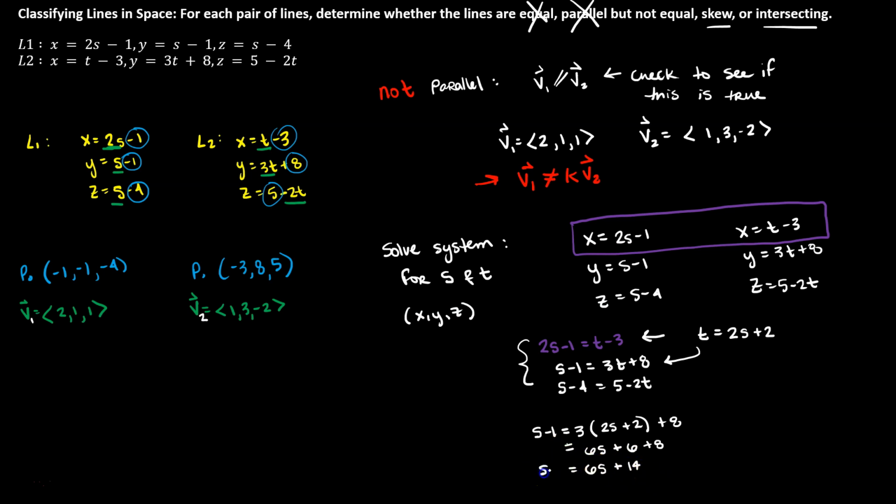So we have s minus 1 is equal to 6 times s plus 14. Let's get all of the s's on one side. So I'll have 5s is equal to negative 15. That tells me that s should be equal to negative 3.